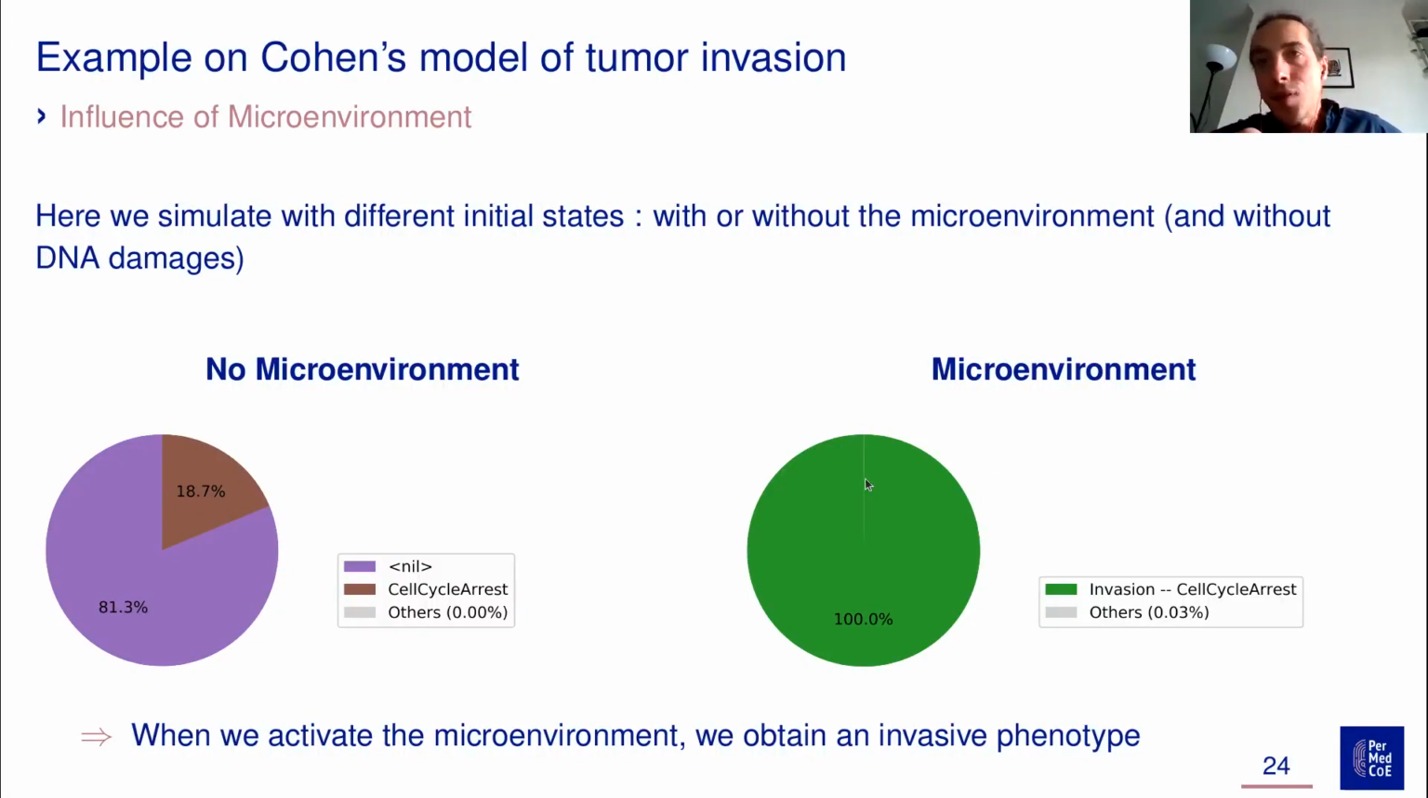We get only invasion and cell cycle arrest, meaning that all the cells will be invading and turning into metastasis. What we show here is that when we activate the microenvironment, when we set this input to 1, we obtain an invasive phenotype 100% of the time.